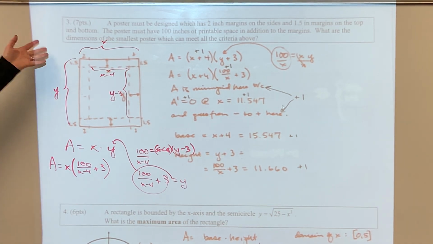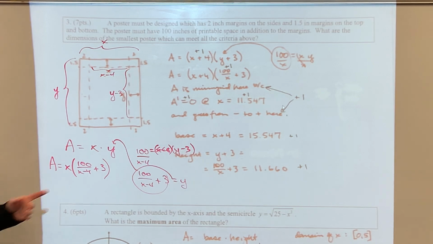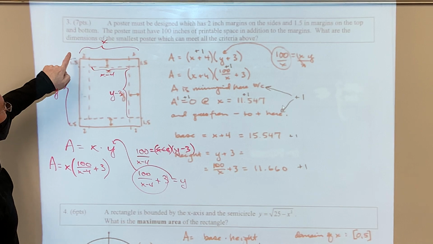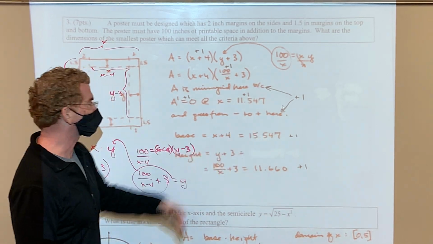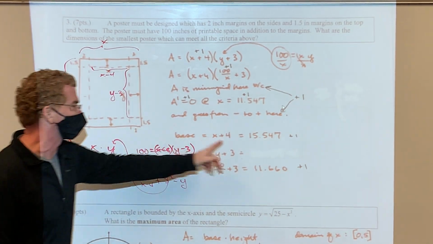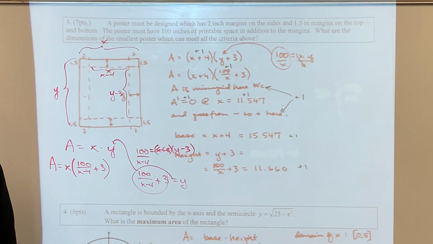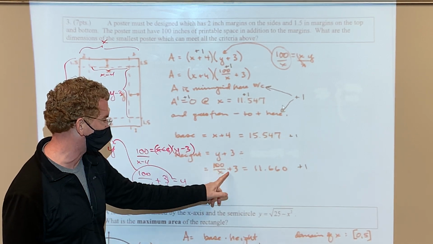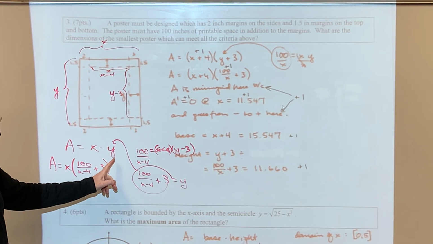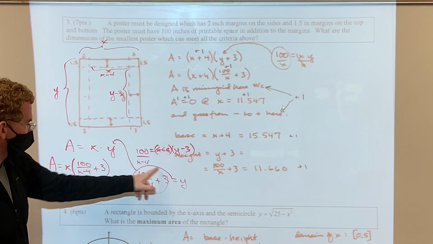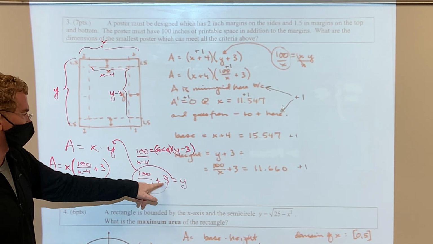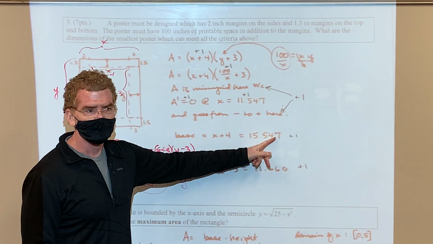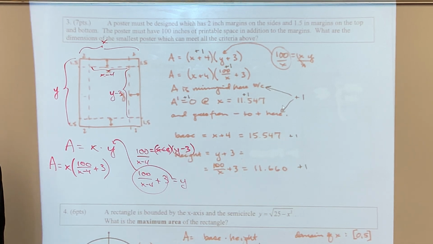I mean, not probably, definitely going to be different than mine, but that's okay because in the end, whatever you find for your base, like I'm going to calculate base by going X plus 4. Your X that your calculator spit out would be 15.547, I'm guessing, depending on how you label it. And then my height I found by going Y plus 3. Your height would be 100 over X minus 4 plus 3, which is a little different. But in the end, your answers will be the same, but all the work in between is going to look different. And that's totally fine.